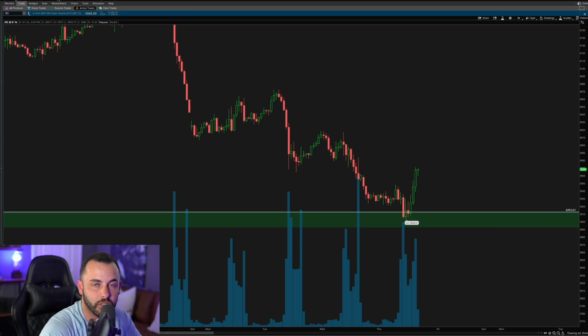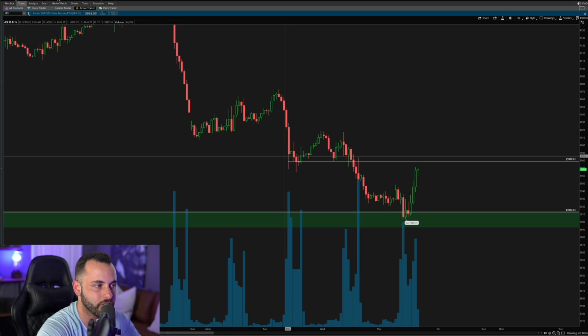So if we break this down to the hourly chart, I want to show you guys a few levels on the S&P 500 futures that you need to be watching for potential rejections for the rest of this week as well into next week. So the first thing that I would be watching is the previous lows from Tuesday around this 39.80 level. I think this is going to be a very influential level.